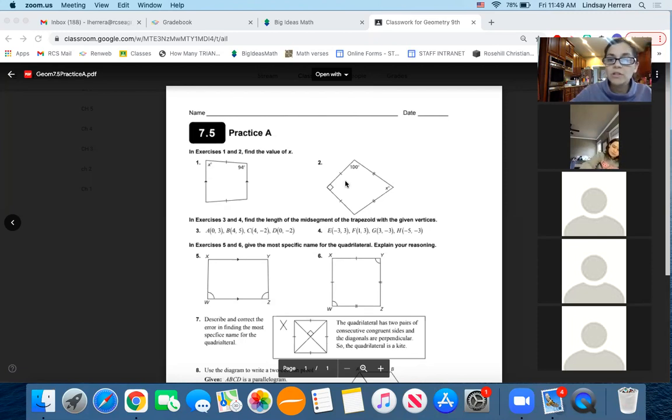All right, let's look at number 2. Number 2 here, we have a kite. We know it's a kite because we have consecutive congruent sides. So what we know about this kite is that there is exactly one set of congruent angles, and they are opposite from each other.